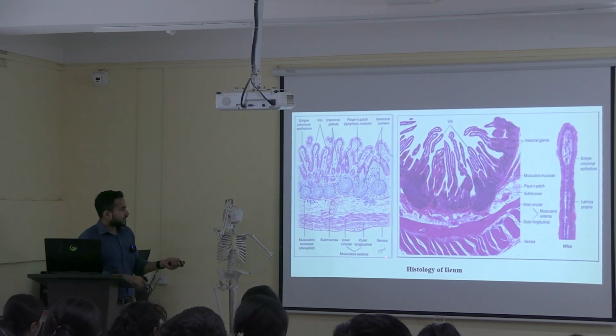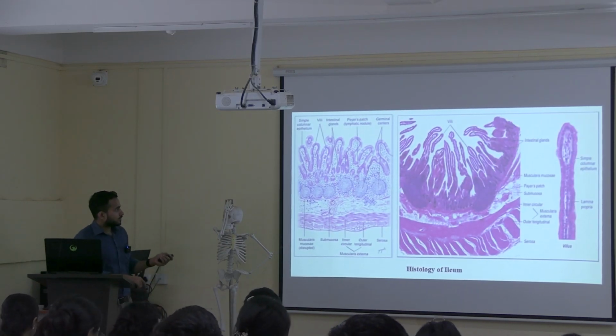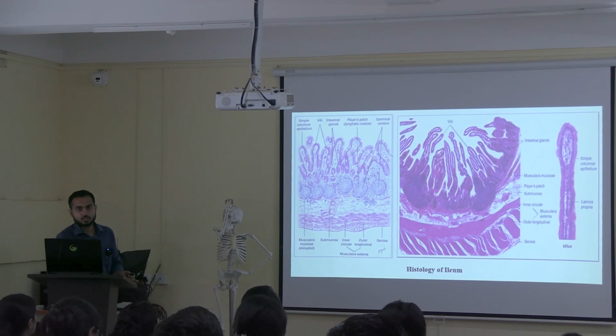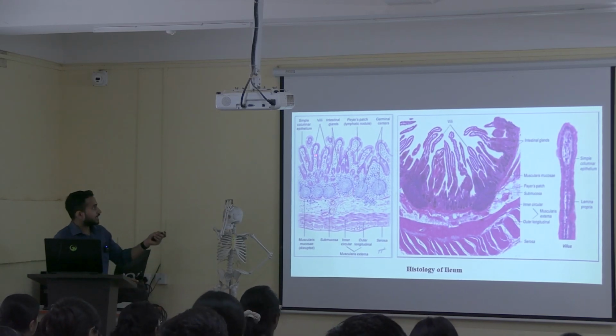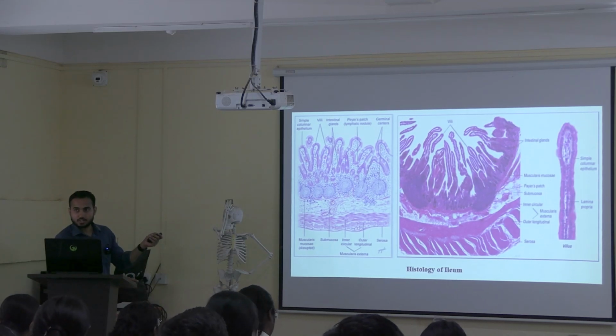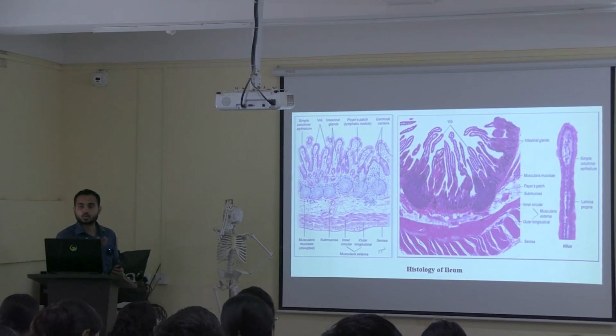Next, this is the histology of ileum. So what have you observed? What is this? Villi. Size is small, as you can see. After that, in the lamina propria, can you see what are these? Peyer's patches. So these are more in the lamina propria of the ileum. Remaining everything is the same.